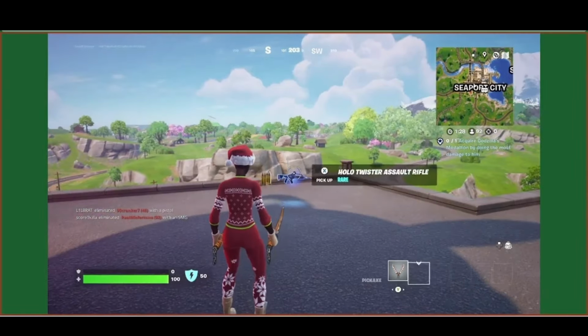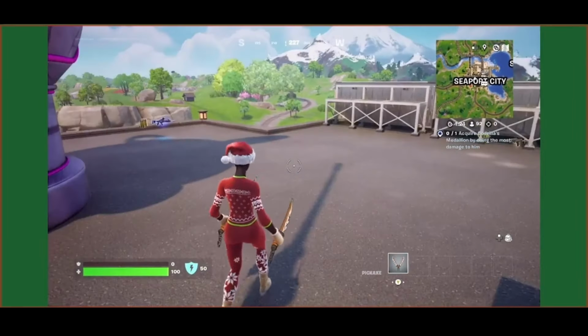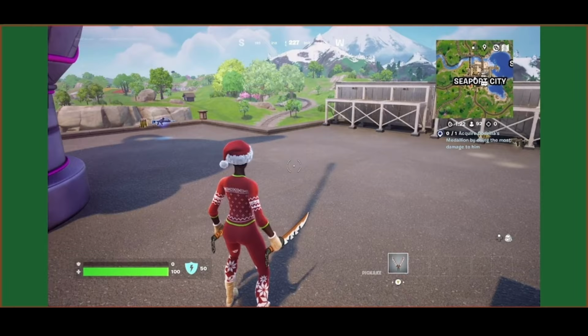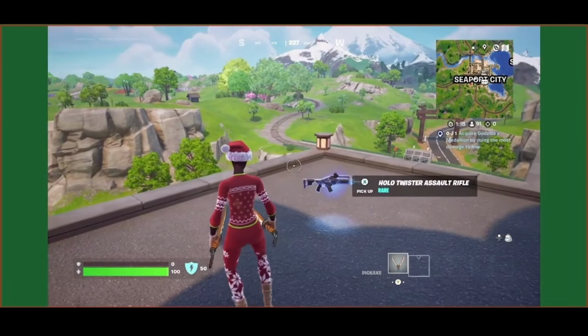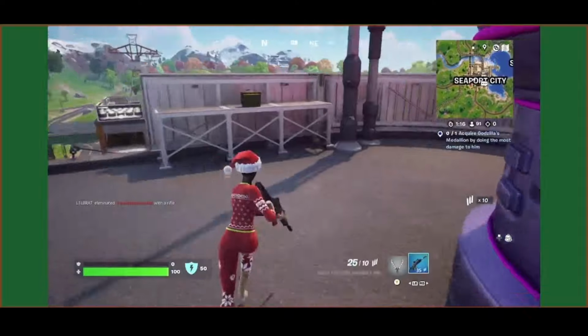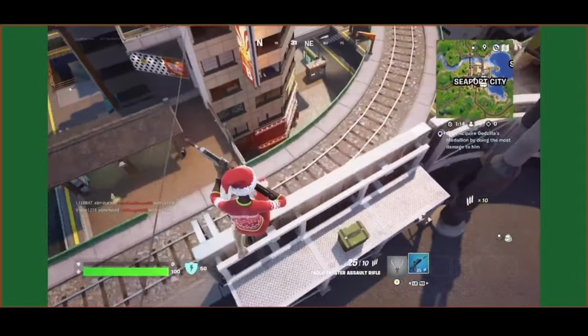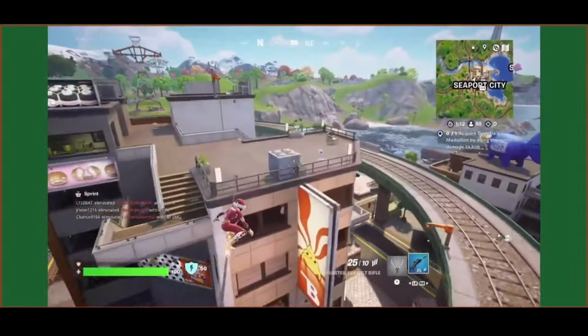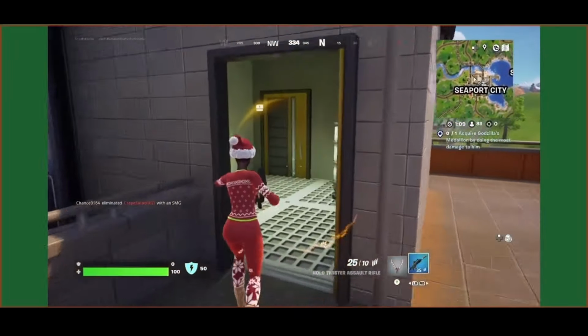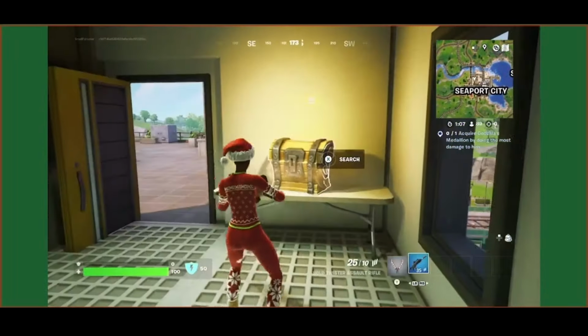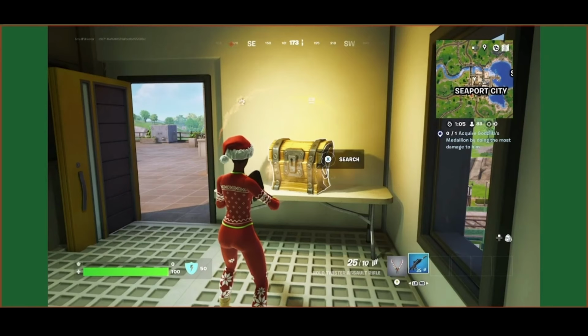Should I pick the blue gun or should I grab the gray gun? Since you don't have any weapons, I would advise picking up the blue gun, since it is more effective than your pickaxe. Would you like to know anything else about the game? Yes. Alright, you have picked up the blue rifle. Do you want to explore Seaport City, or would you like to do something else?